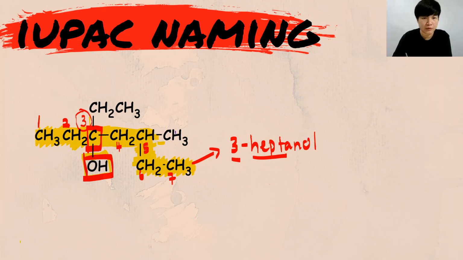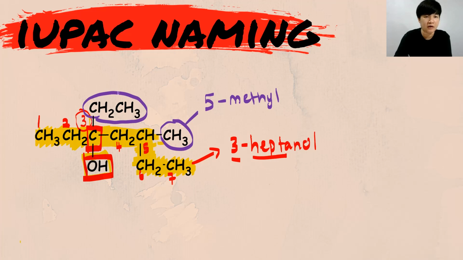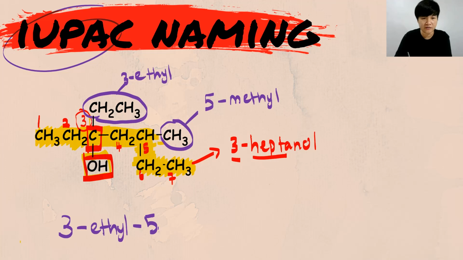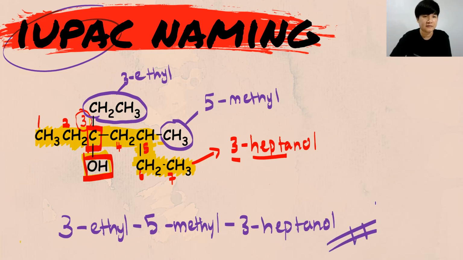We have 2 substituents. The first substituent is your methyl group, 1 carbon, that is located at carbon number 5. So you have your 5-methyl. And then you have another substituent over here. The second substituent you have is your ethyl group, 2 carbon, that is located on the 3rd carbon. So you have 3-ethyl. And the full name of this organic compound will be alphabetically ordered. So 3-ethyl, 5-methyl, 3-heptanol. And that is your IUPAC naming.